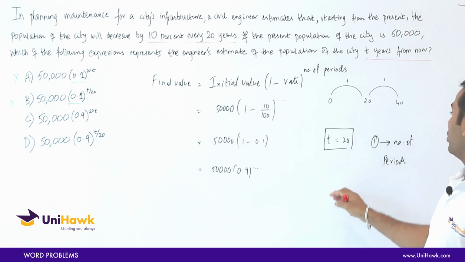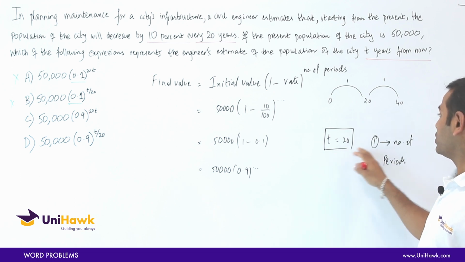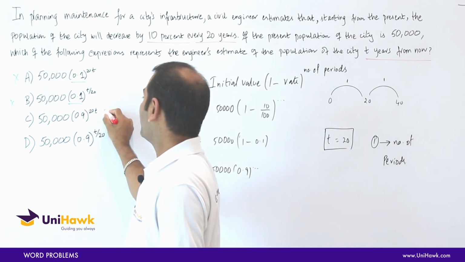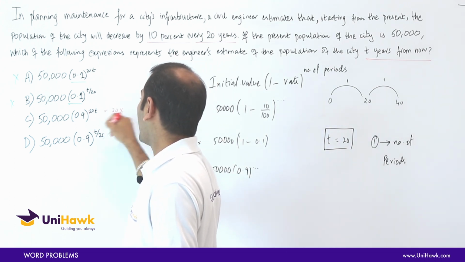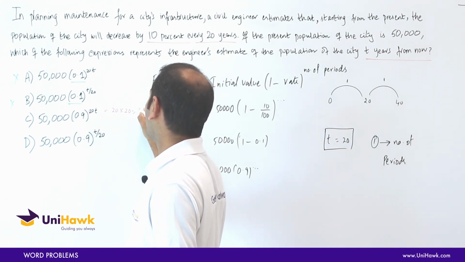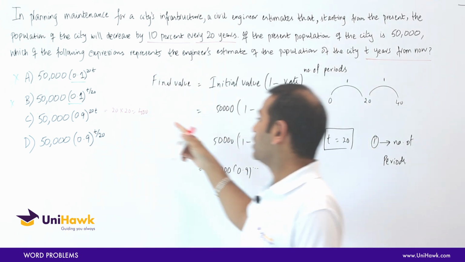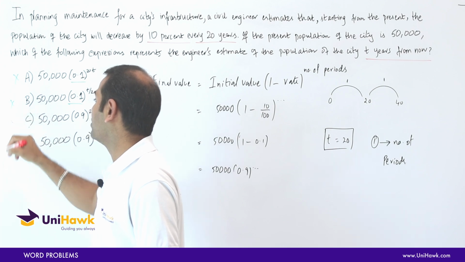Now that we know when we substitute t equals 20, we should get 1 in the power. Let's substitute t equals 20. So if we substitute 20 times t, which is 20, what is that? 400. So this is 400 periods, not one period. So this is not matching. So then we can eliminate this.